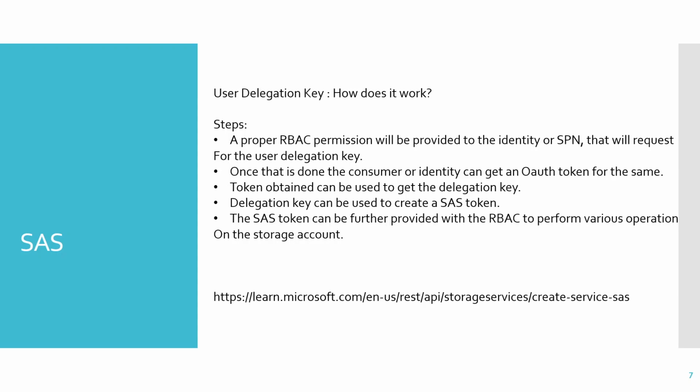Once that token is obtained, the consumer or user can get a delegation key with a REST API call. Once you have the delegation key, that key is used to create a SAS token to connect to the Azure storage. And of course, when you connect to the Azure storage account, you need RBAC permissions to do different operations on top of a storage account. So in a nutshell, this is the simple flow where you can use a user delegation key. If you want to know more about it, you can always follow the Microsoft link, where I have given all the information on user delegation key.